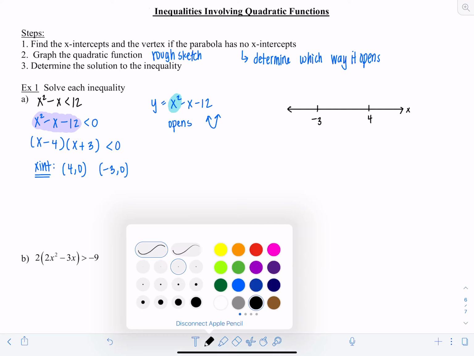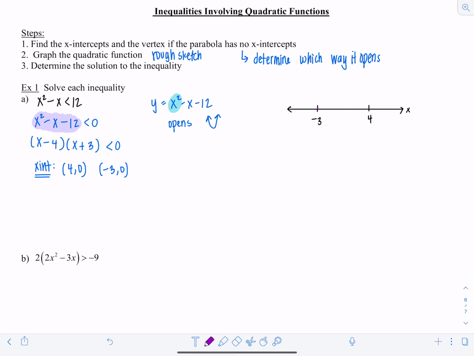I don't care where the vertex is. All I know is that the parabola is opening upwards, and that's the most important thing. Okay, so here's the x-intercepts. The parabola is opening upward. So it looks like this. And then now let's go back to the inequality that we're trying to solve. And it's saying, hey, when is this parabola less than 0? Less than 0 meaning when is it below the x-axis, strictly below the x-axis.